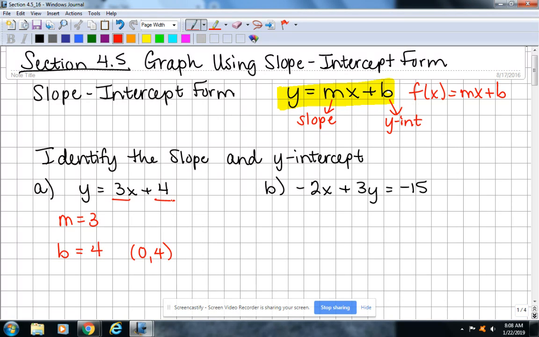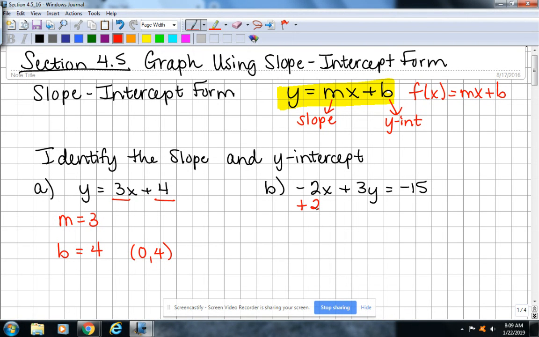Now what about problem B? Negative 2x plus 3y equals negative 15. What's up with that? It's not in slope-intercept form, right? You know you're in slope-intercept form if it has y equals something with x plus or minus a number. And this does not have y by itself. So we're going to use the stuff to move around and solve for a specific variable that we started practicing in chapter 3. So how do we get y by itself?